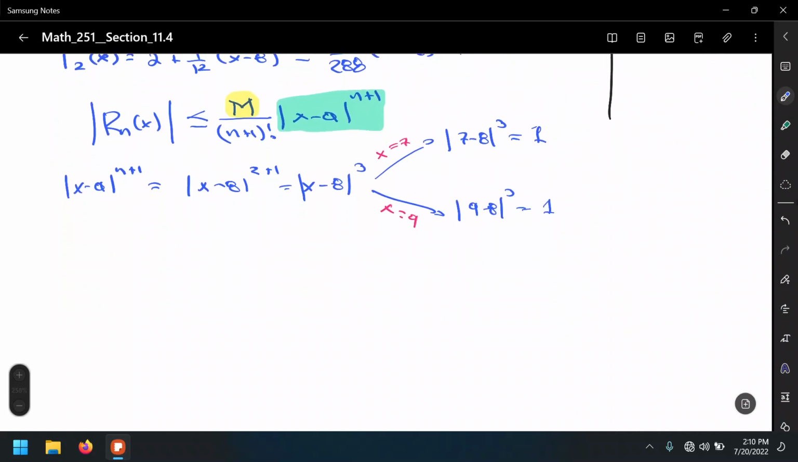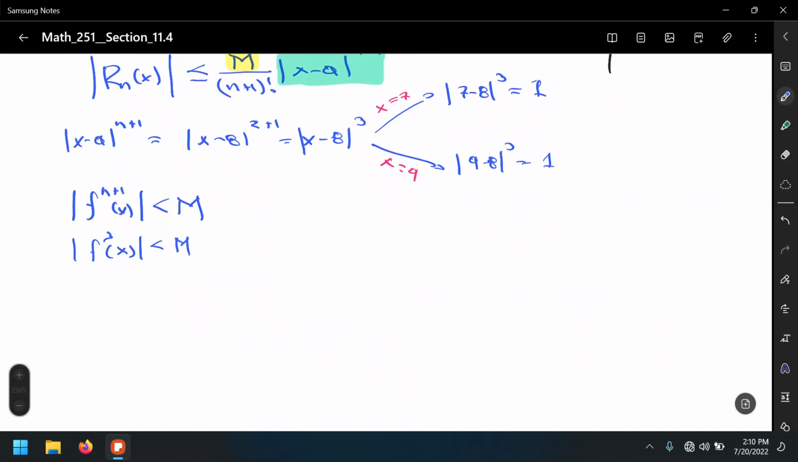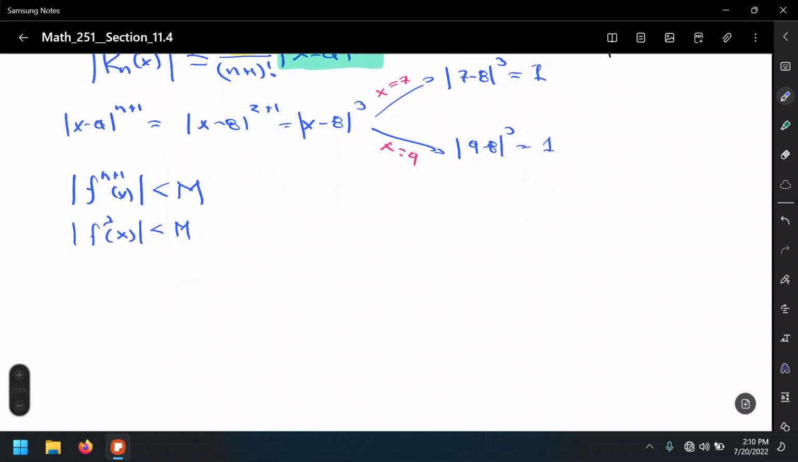For m, let me write down that part of the inequality. That's the absolute value of the n plus 1 derivative less than or equal to m. And we're going to find that value of m by evaluating the third derivative. Remember how when we were obtaining the third derivative, we didn't use it to put it in the polynomial. We use it to evaluate and find m. So we need to find m.